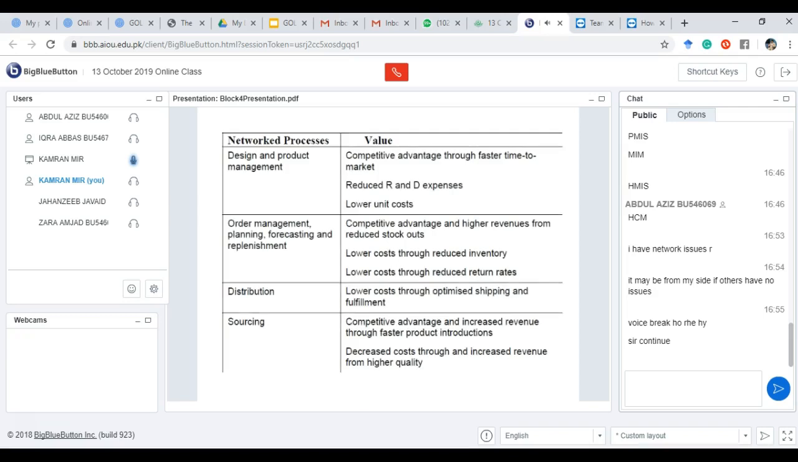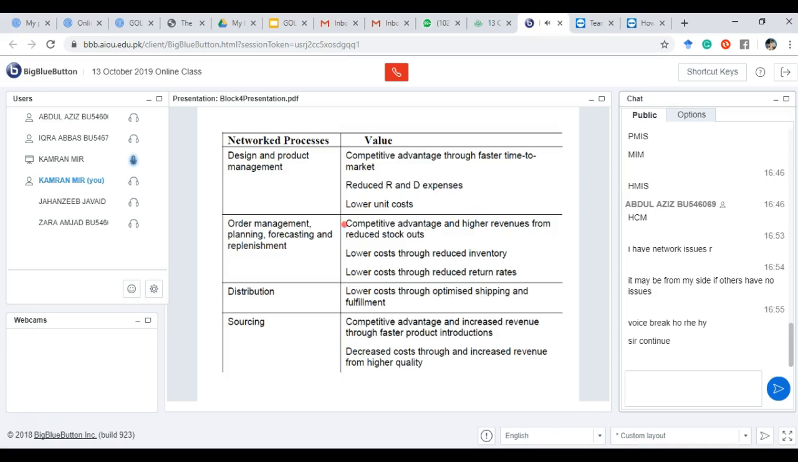Now, if we go to the next slide, let's read what it says. It says network process and the value. Design and product management. It says competitive advantage through faster time to market, reduced R&D expenses, lower unit cost. Now, design and product management is basically you design and you do your own product management. Competitive advantage through faster time to market. So it helps the company achieve the competitive advantage. It reduces the research and development cost. It lowers the unit cost, because what you're doing is designing and doing your own product management.